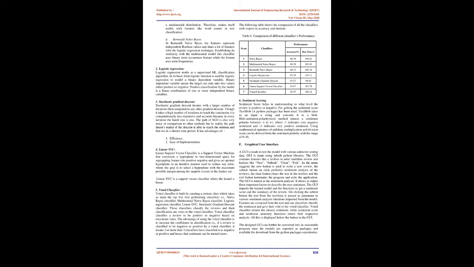I. Multinomial naive Bayes. In the multinomial naive Bayes classifier, the feature vectors represent the frequencies with which events have occurred, represented with a multinomial distribution. Therefore, it is usable with features like word counts in text classification. 2. Bernoulli naive Bayes. In Bernoulli naive Bayes, the features represent independent Boolean values and share a lot of features with the logistic regression technique. Similar to the multinomial model, this classifier uses binary term occurrence features while the former uses term frequencies.